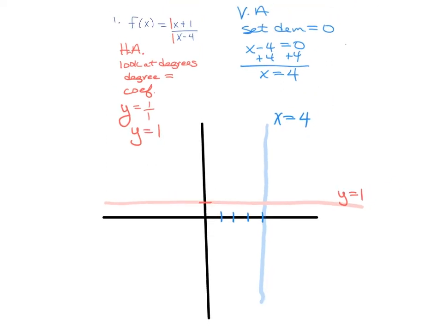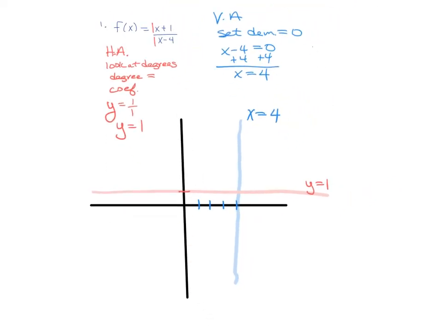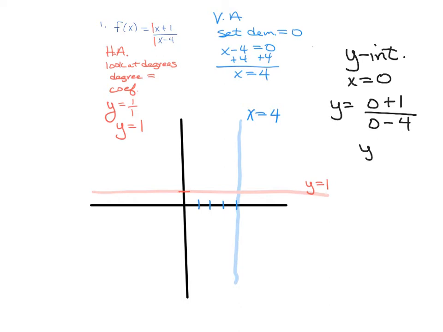I'm now going to find my y-intercept. That's my next step. Remember to find the y-intercept, you set x equal to 0. So y equals 0 plus 1 over 0 minus 4. Y equals 1 over negative 4. So my ordered pair for my y-intercept is 0, comma, negative 1/4. I'll graph this in green. So I'll say it's right about here.